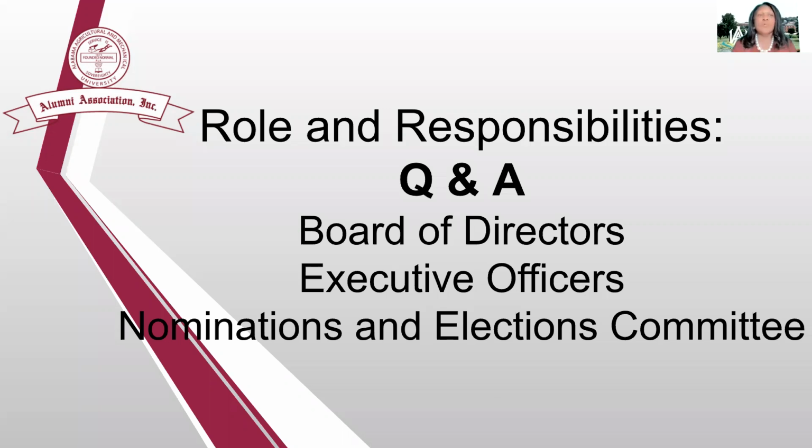So there are ways. Hopefully the chapters will have events, which they do, so that you can see that Alabama A&M University alumni are present in the areas. And a lot of times when people see me in my A&M shirt, they're asking me about the Alumni Association. So word of mouth is really good. If you know somebody that is an alum, I ask them all the time, are you a member of the Alumni Association?